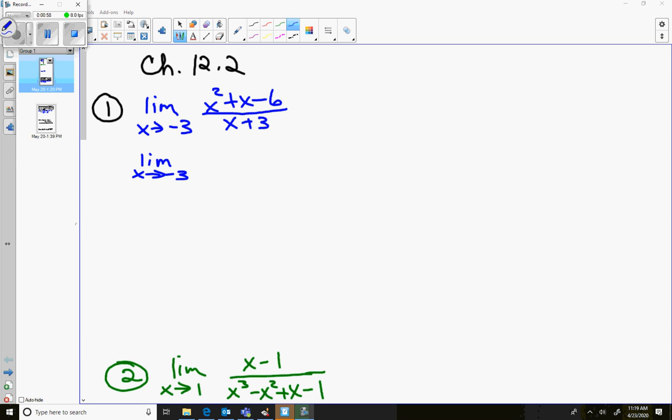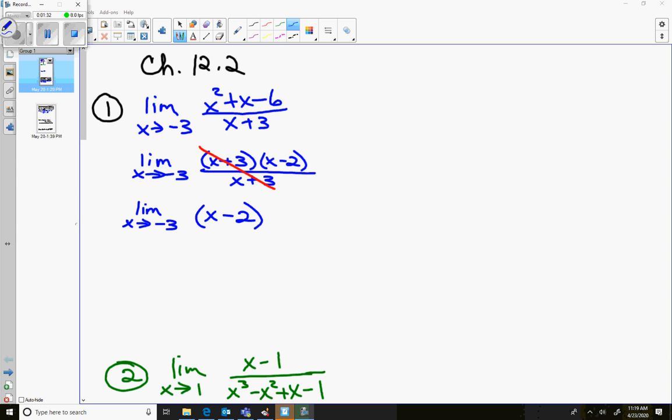Okay, but the x squared plus x minus 6 will factor as x plus 3 times x minus 2, all still divisible by x plus 3. Now, hopefully at this point, you recognize the x plus 3's will cancel. I still have the limit as x goes to -3, but now our function is just x minus 2. Now, everywhere I have an x, I can plug in -3.